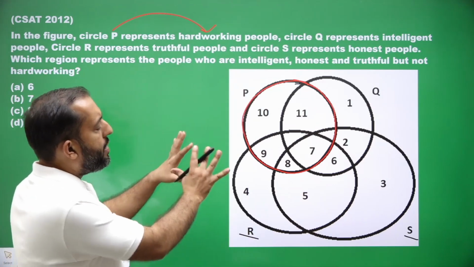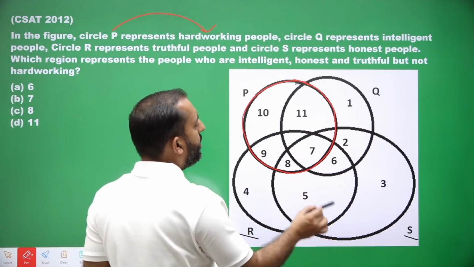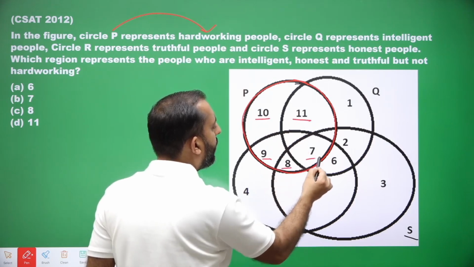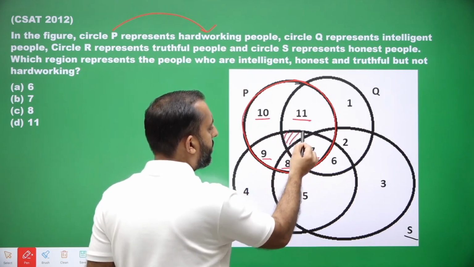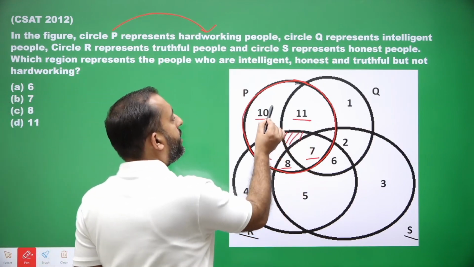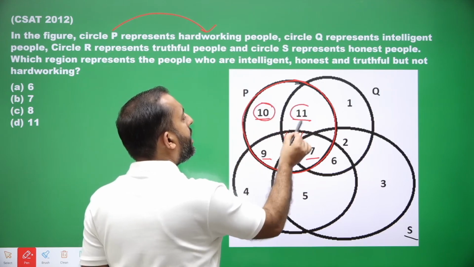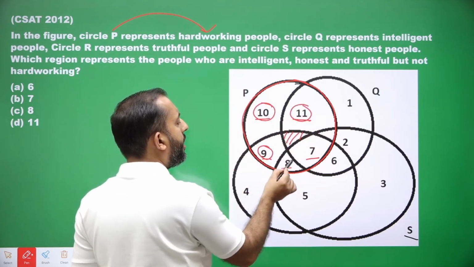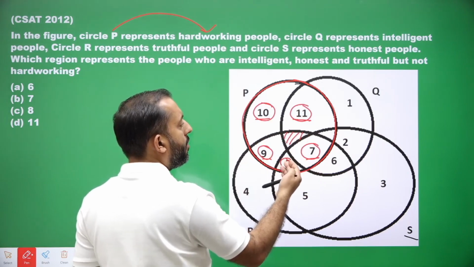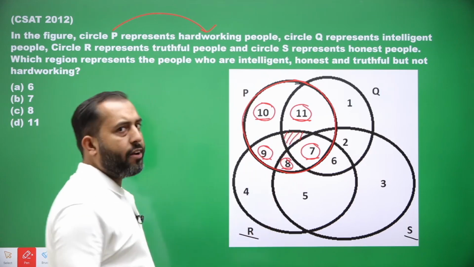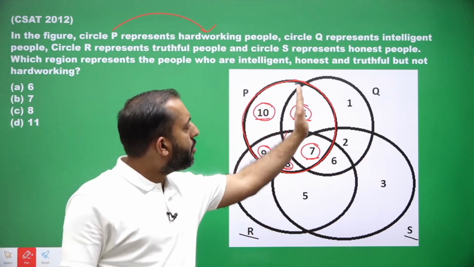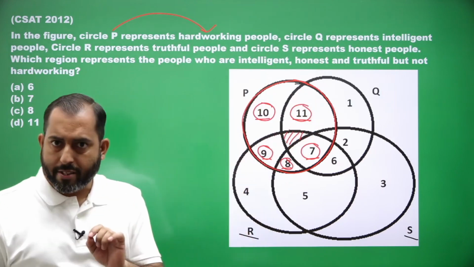Let's try to understand what these digits and different regions of circle P are representing. If you pay attention, circle P is divided into, I think, 1, 2, 3, 4, 5, 6 different regions. So, 10 is one of the regions, 11 is the second, 9 is the third, 8 is the fourth, 7 is the fifth, and then this region whose value is not given to us. Now, what are the different regions of this circle P representing?